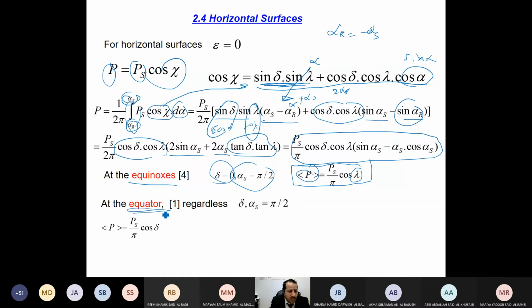If it is at the equator, alpha is still pi over 2, but delta has a different value, meaning it is based on the day of the year. So when I substitute there, I will find that the insolation is related to delta, the declination angle. You tell me the day of the year, and I tell you how much insolation.